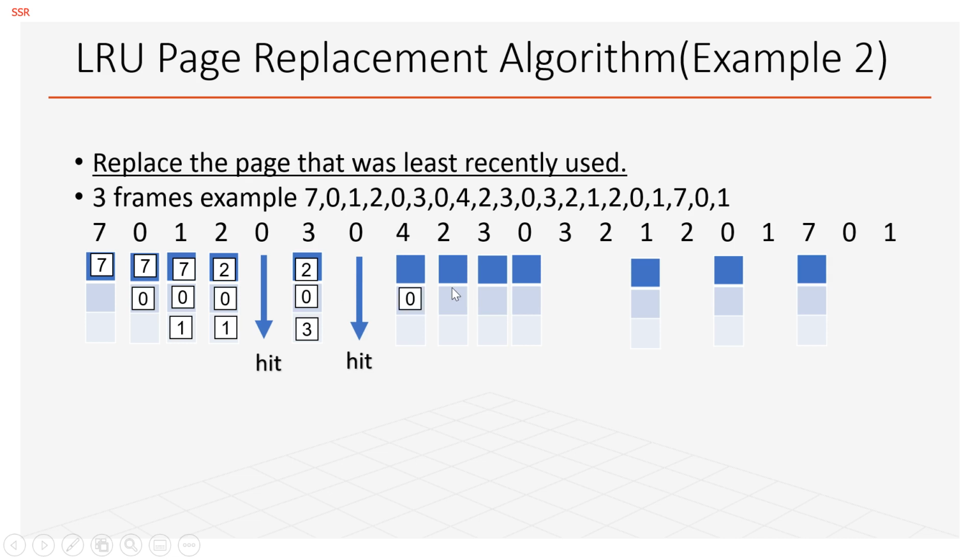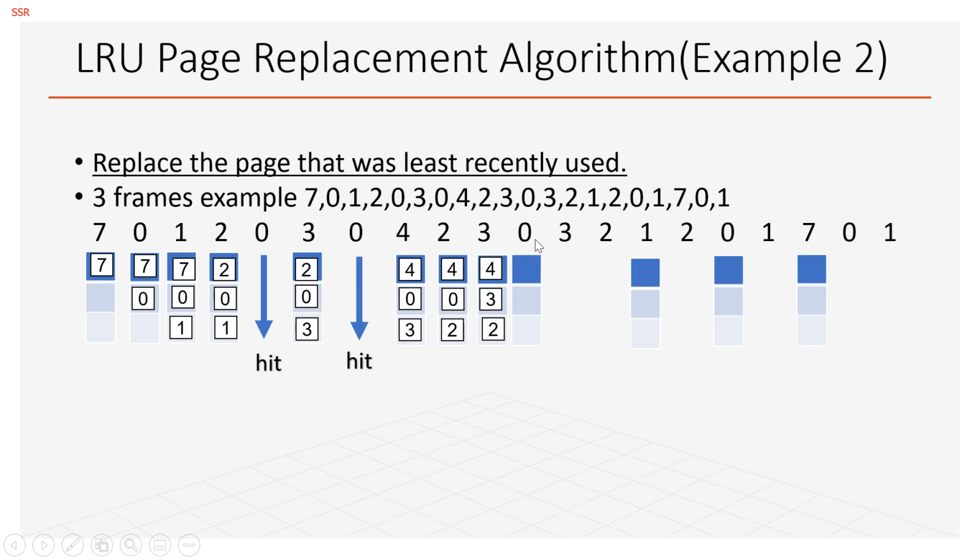0 and then 3 were recently used. The least recently used was 2. See here, 0 was used, write it in the same place. Then 3 was used, write it in the same place. The least recently used out of these 3 pages is 2. So replace it with 4. Next is page number 2. 4 and 0 remain and 3 is replaced with 2. Next for page number 3, 2 and 4 remain as they are, whereas 0 is replaced with 3.